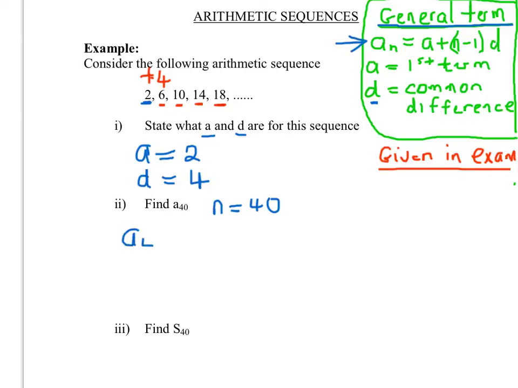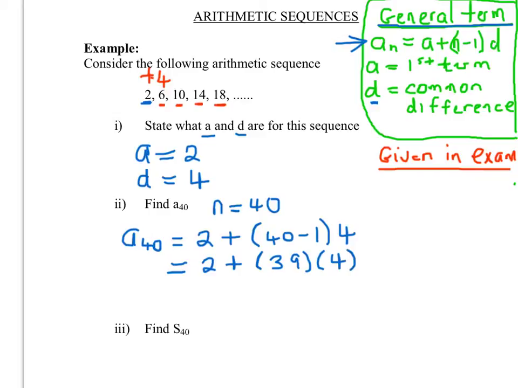So I have that a_40 is equal to a, which is 2, plus (n minus 1), n is 40, minus 1, and it's multiplied by d, and d has a value 4. So remember, you always work out a bracket first. So 40 minus 1 is 39, and that's multiplied by 4. Now remember, you always multiply before you add, so it's 2 plus 156, and add 2 to that, you'll get 158. So the answer to a_40 is 158.